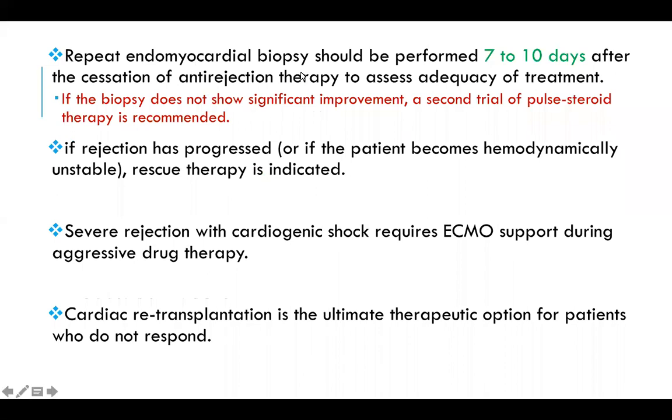Repeat endomyocardial biopsy should be performed 7 to 10 days after the cessation of anti-rejection therapy to assess the adequacy of the treatment. If the biopsy does not show significant improvement, a second trial of pulse steroid therapy is recommended. If rejection has progressed or the patient becomes hemodynamically unstable, rescue therapy is indicated. Severe rejection with cardiogenic shock requires ECMO support during the aggressive drug therapy. Also, cardiac retransplantation is the ultimate therapeutic option for patients who don't respond.